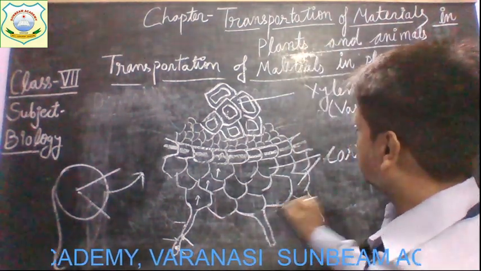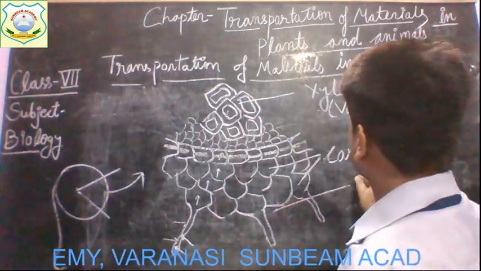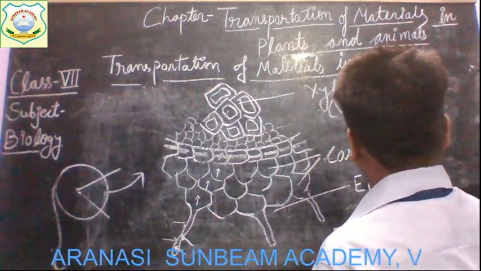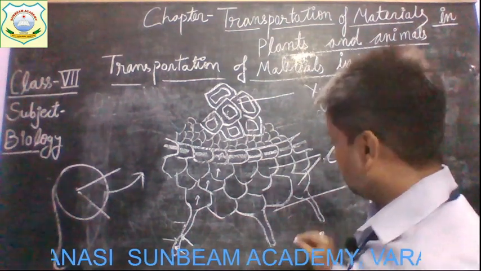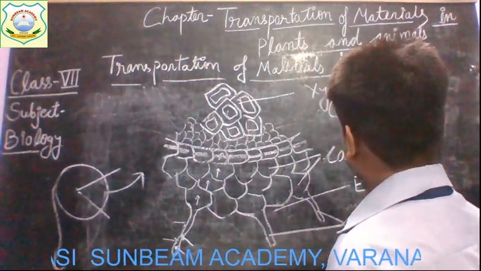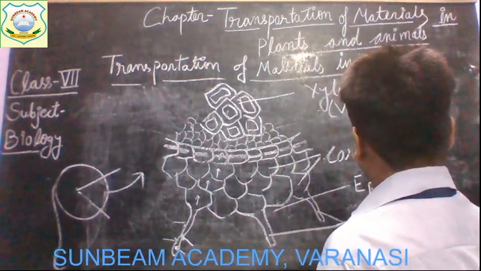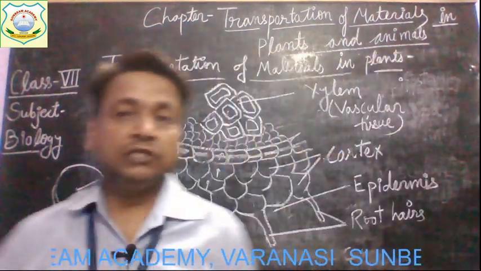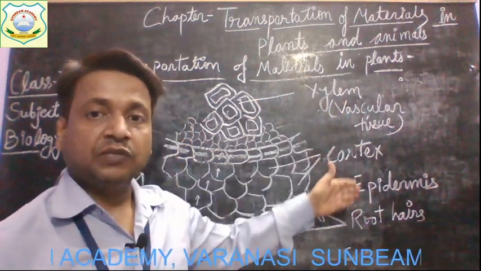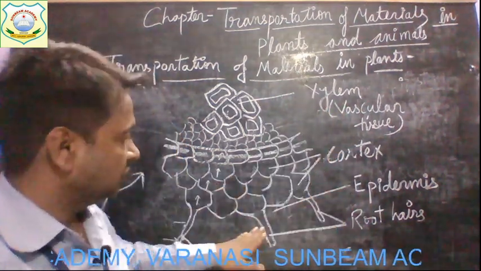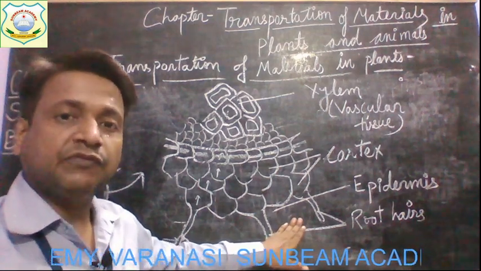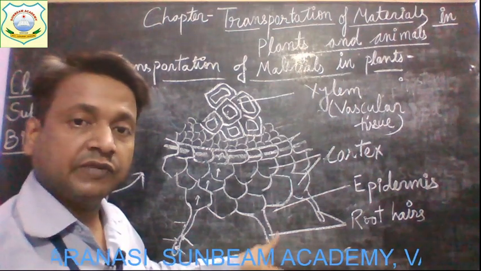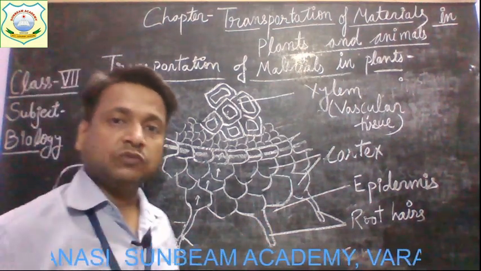This outer layer is known as epidermis, and these are the root hairs. So these are the various parts of the roots of the plant. The root hairs are the outer, very fine hair-like structures, and they increase the surface area, by which more water is absorbed through it.